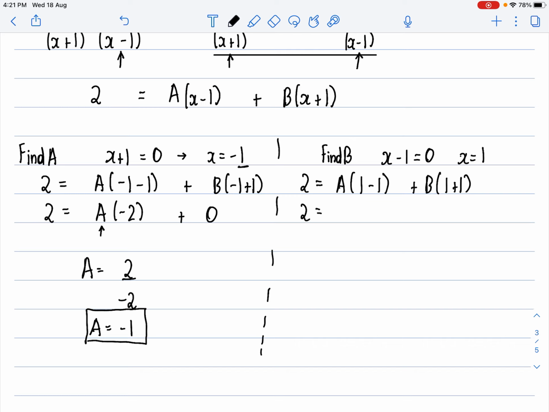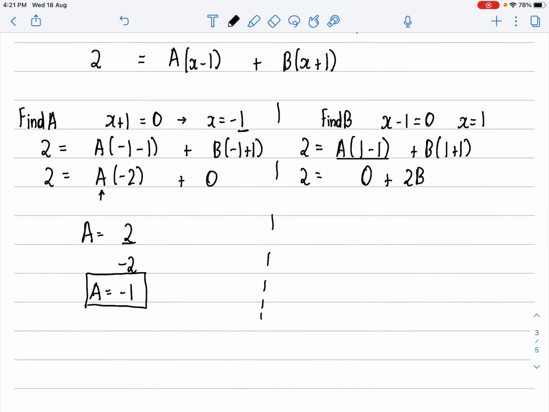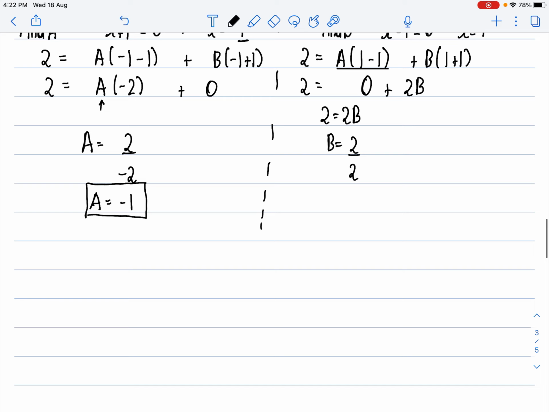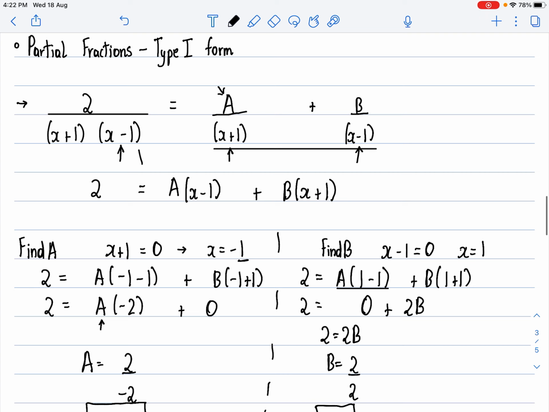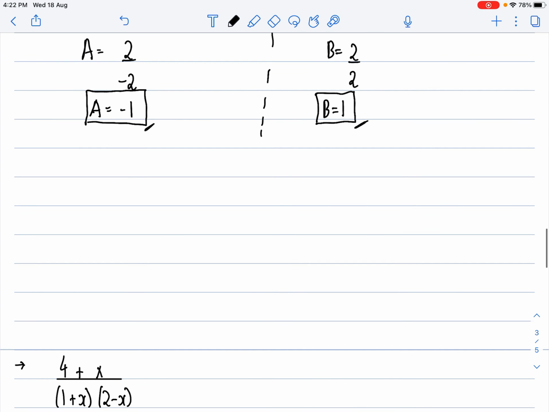So I get 2 equals 0. Correct? That means this full thing is now 0, which we wanted, plus 2b. b is the only variable, correct? That also we needed. So I get 2 equals 2b, which gives me my b as 2 over 2. So I simply get my b as 1. Correct? So now you have the values of a and b. So now you can express this in the partial fraction form, which is normally the f of x which is given to you.